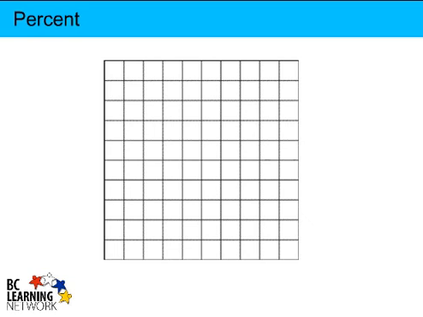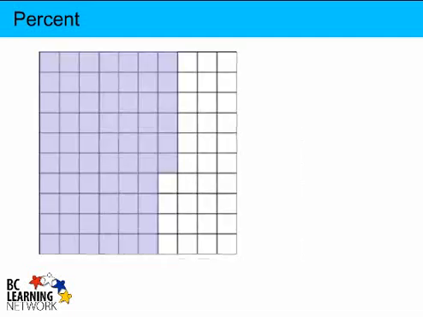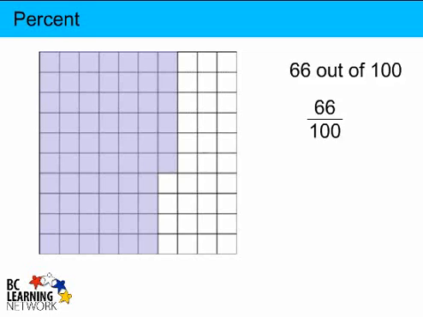Percent is a special ratio or fraction where the whole is represented as hundredths, like this grid divided into 100 parts. And this represents one whole part. You could compare the number of purple squares to the total of 100. And there are 66 purple squares, so we could say 66 out of 100. And that would be the same as a fraction, 66 hundredths.